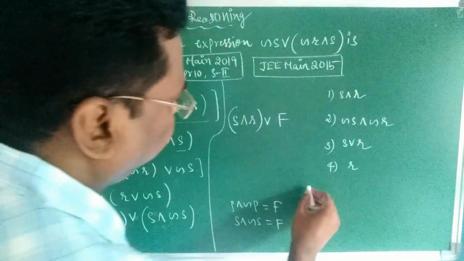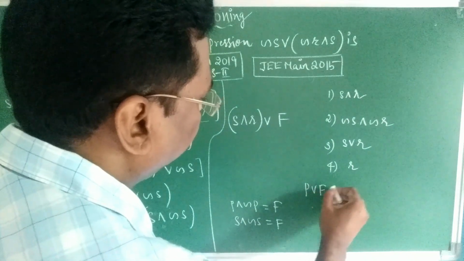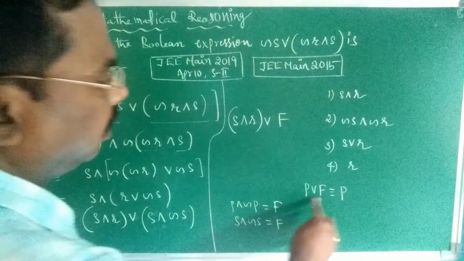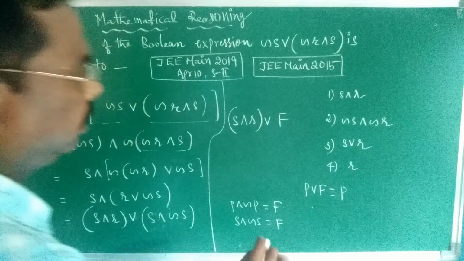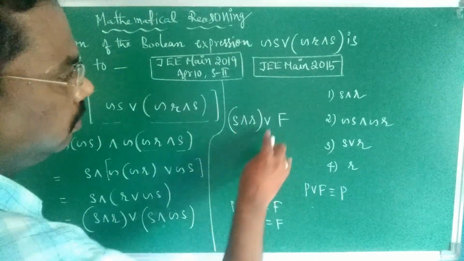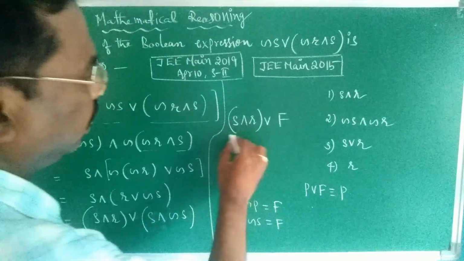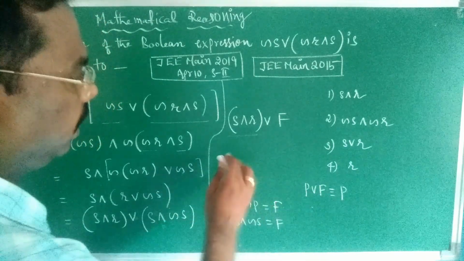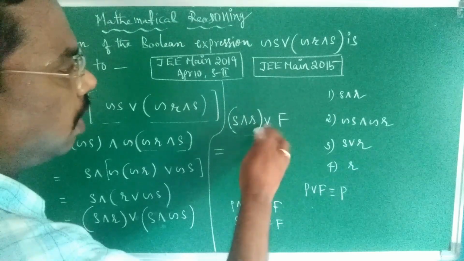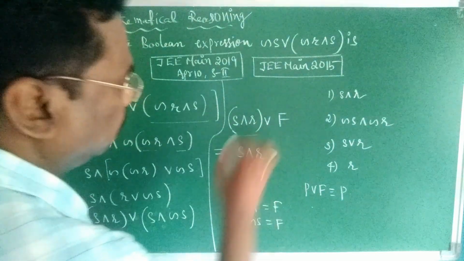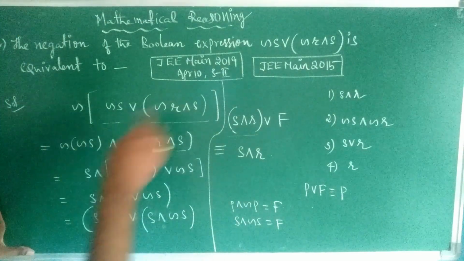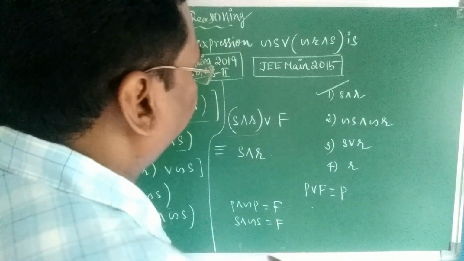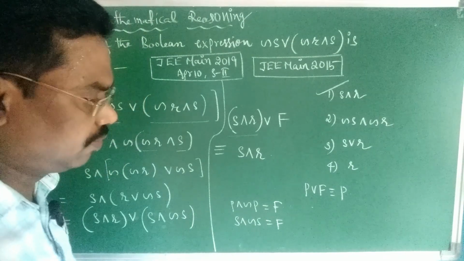Now P or falsity is logically equal to P. Now S and R or F is equal to... Okay, now here P or F is logically equal to P, which means (S and R) or F is equal to S and R. This is logically equal to S and R, which means option 1. Therefore option 1 is the correct one.